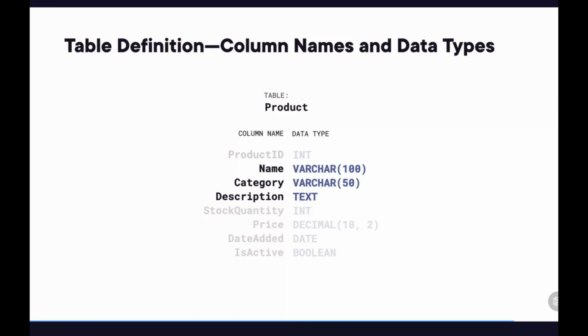Moving on. Stock quantity, this is defined as another integer, just a whole number. And then price is a different kind of number, defined here as the data type decimal. It allows us to have up to 10 digits before the decimal point and 2 after. Then we have date added is a date, and finally is active is a Boolean. We will only allow either true or false values here.